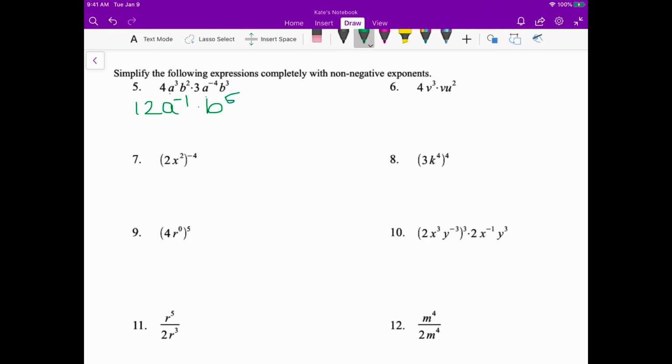So I end up with 12 times a to the negative 1 times b to the fifth. However, I have a negative exponent, so we have to take the reciprocal of that. So this would become 12 times 1 over a times b to the fifth, which simplifies to be 12b to the fifth over a. And then that would be our final answer for number 5.